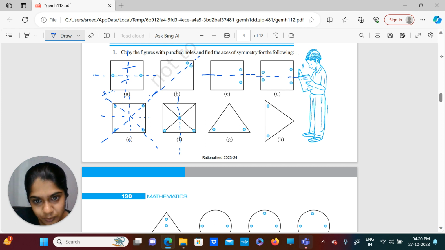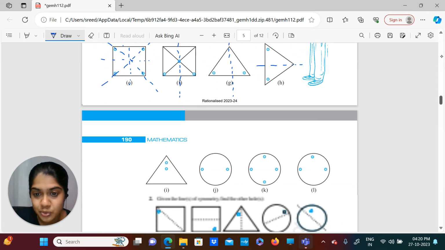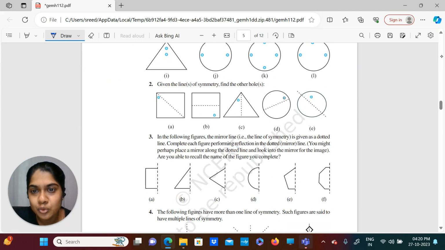Yes. Okay, what about this one? Yes, I can draw a line of symmetry like this. Correct, vertical. Here I can draw like this. Okay, so these are the lines of symmetry for the following figures, because you have to be careful with the punched holes. Okay, yes, we have a few more.